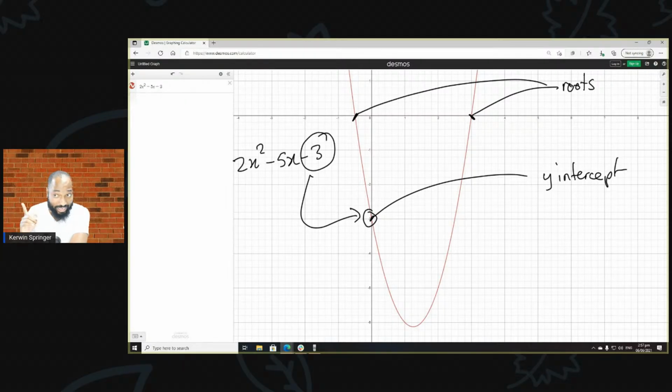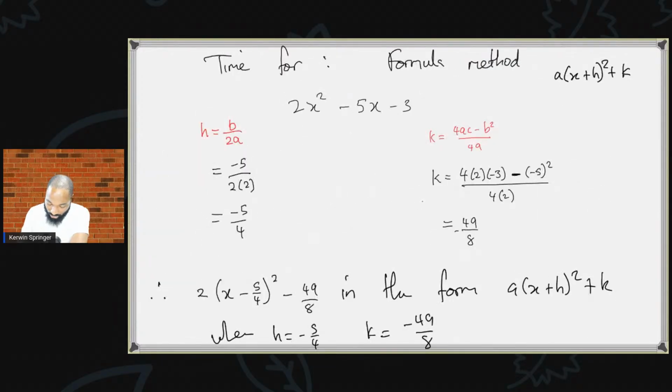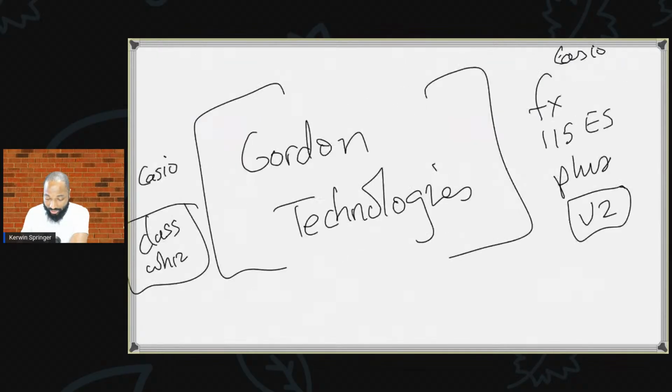People go to the completed the square form and try to say this is the y-intercept. Like madness. This is not the y-intercept. The y-intercept is this from the first equation. Okay, so they go back.